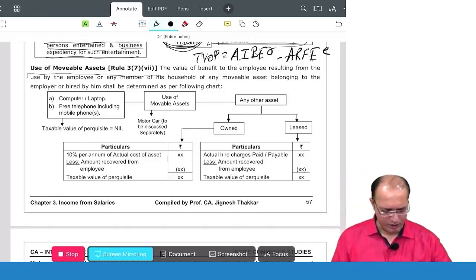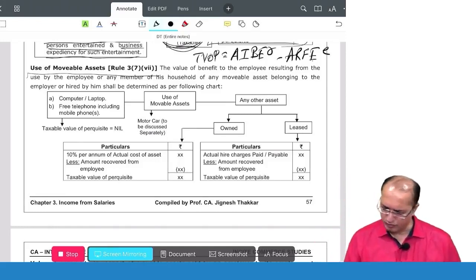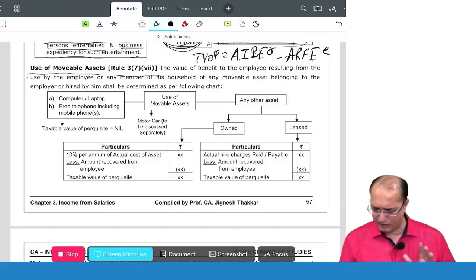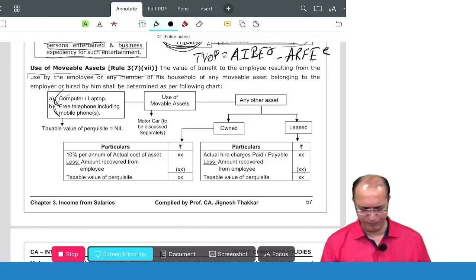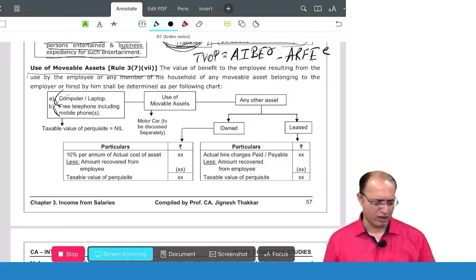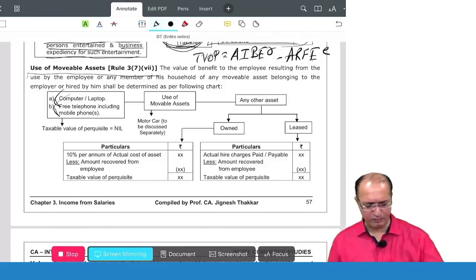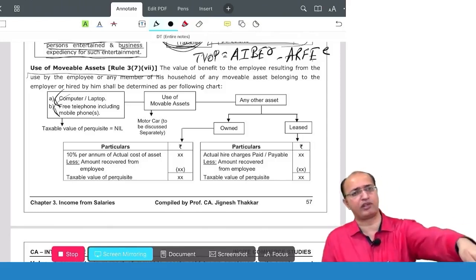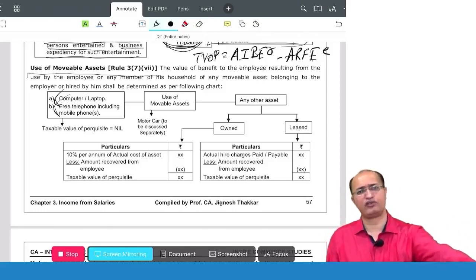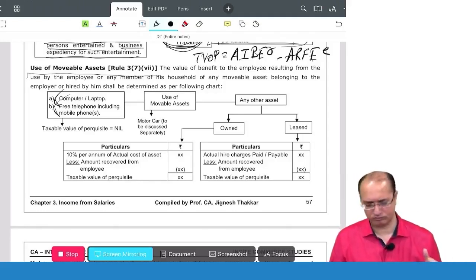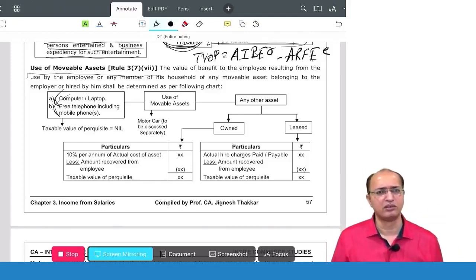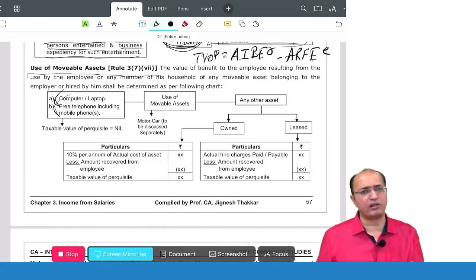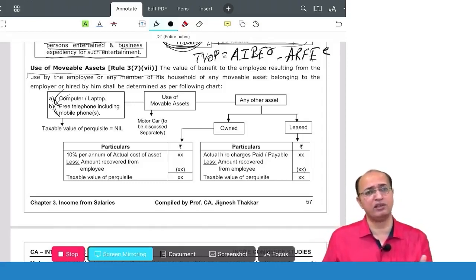So we are talking about this point number 7. In that case, use of movable asset. Assets are divided into 3 categories. Number 1, computer, laptop and telephone facility. Employer has given you computer, laptop or a telephone facility. See, do you believe that employer is going to give you a laptop saying that keep this laptop with you, you can use this for your children so that they can play video games? Will someone provide you a laptop saying that use this laptop for playing video games? No, na. Laptop will be provided only when the nature of job demands usage of laptop.